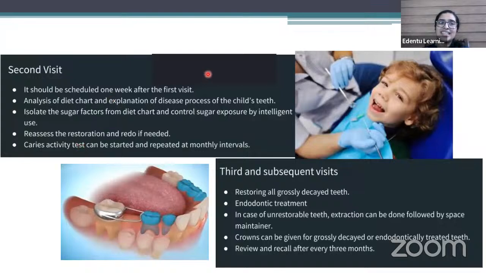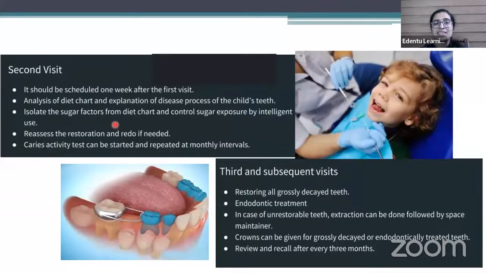Now getting on to the second visit. It should be scheduled about 1 week after the first visit, and analysis of a diet chart and explanation of the disease process of the child's teeth should be done, and basically isolate the sugar factors from the diet chart. It itself is a very important topic. We have multiple strategies which you will have to go with whenever we are talking about the management of ECC. In the second visit, you have to explain the diet diary, that is isolating the sugar factors from the diet chart, control the sugar exposure by intelligent use, and reassess the restoration and redo if needed.